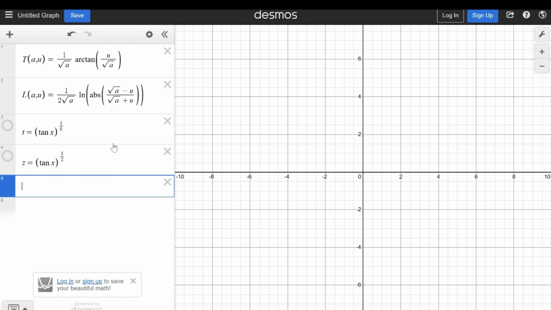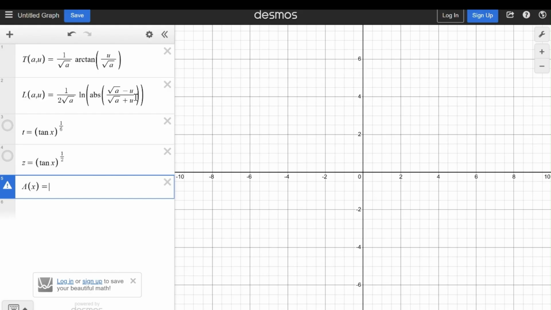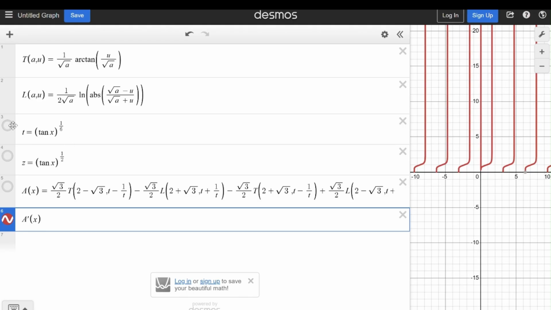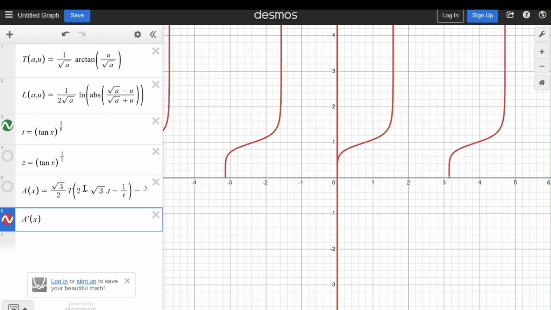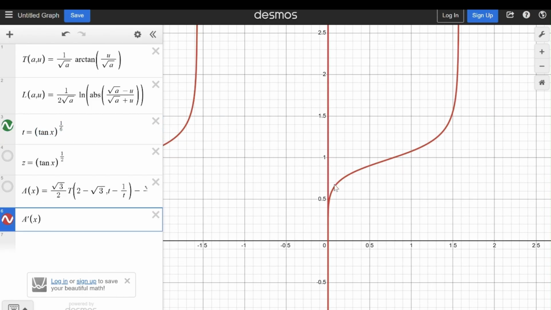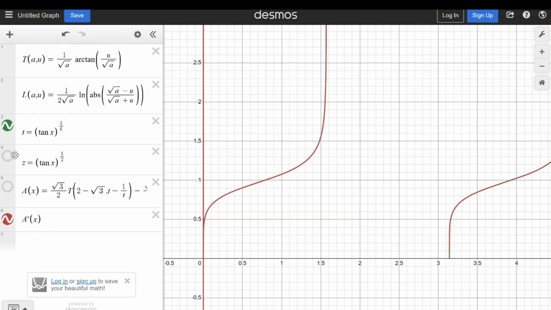Now we want to write our answer as a function. I'll call it capital A of x. This is what our answer should be. And now we just differentiate our answer, and we should get back the original integrand, because that's how integration works. And does it? Yes, it works. What a relief. So basically, the green graph is the integrand. The red graph is the derivative of our answer, and as you see, they do match. Don't worry about the lines going off, that's just Desmos bugging. But the graphs match, so our answer is correct.